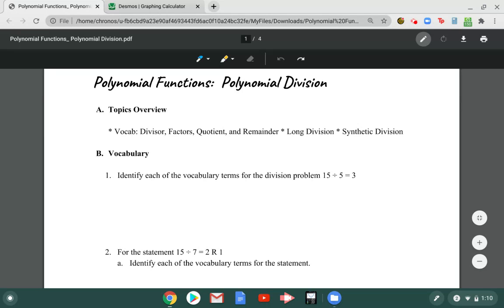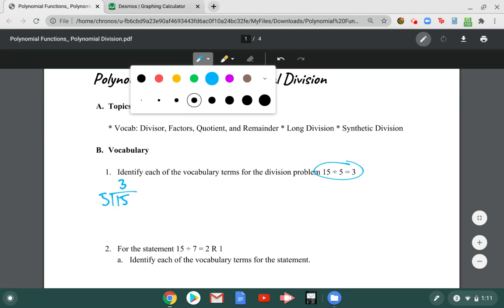So I want to go ahead and start with some vocabulary terms. So I've got a simple problem here. 15 divided by 5 is equal to 3. So if I were to do this as a division problem, 15 into 5 goes 3 times. We can identify each of the pieces of this division statement using some vocabulary terms.